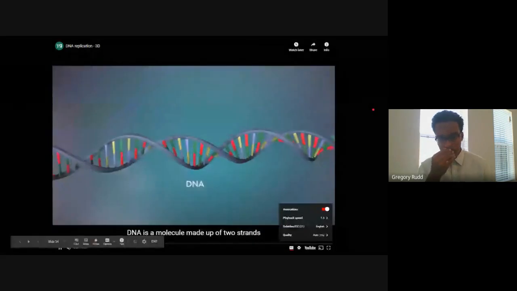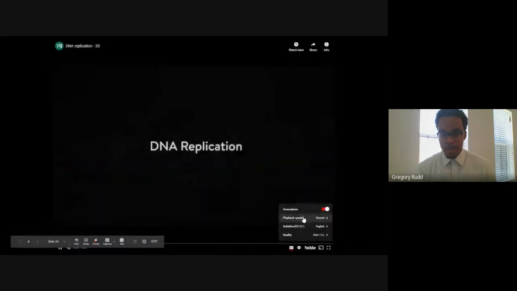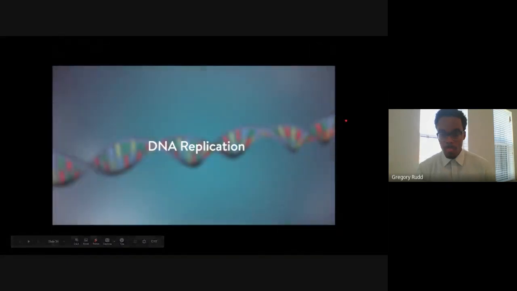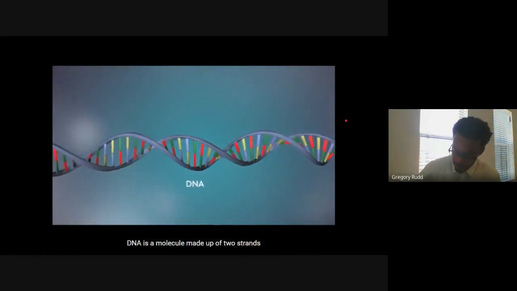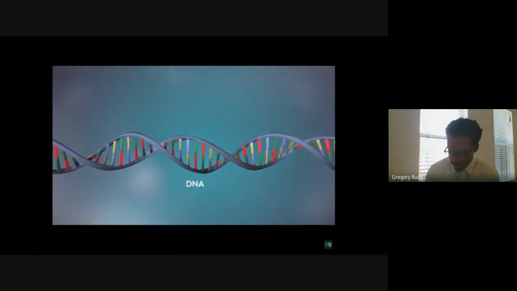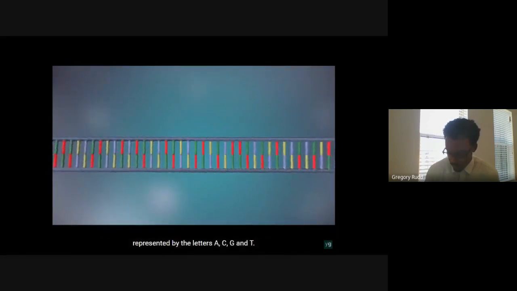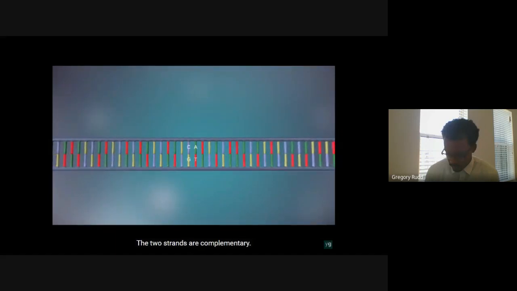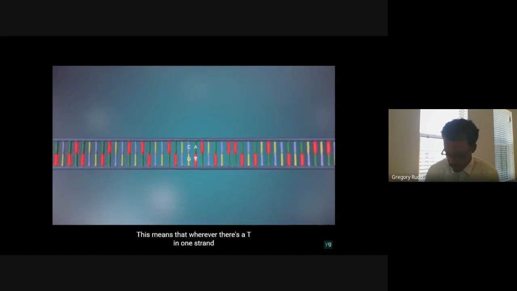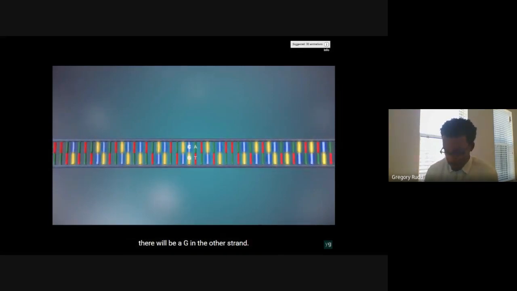DNA is the molecule made up of two strands twisted around each other in a double helix shape. Each strand is made up of a sequence of 4 chemical bases, represented by the letters A, C, G, and T. The 2 strands are complementary. This means that wherever there's a T in one strand, there will be an A in the opposite strand, and wherever there's a C, there will be a G in the other strand.